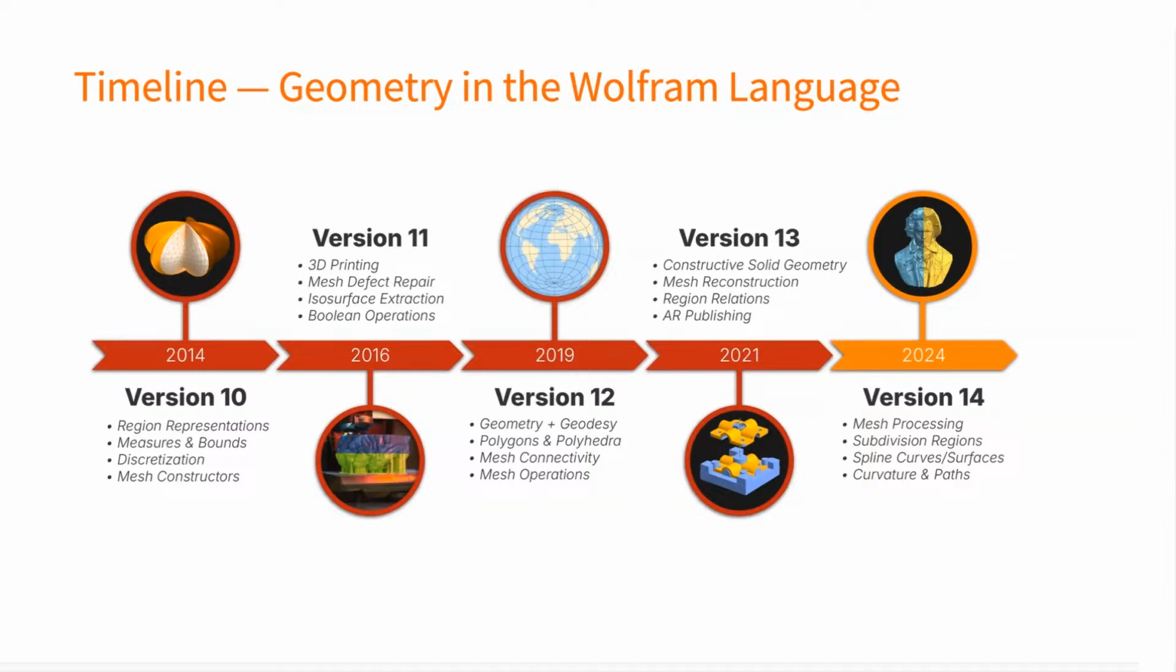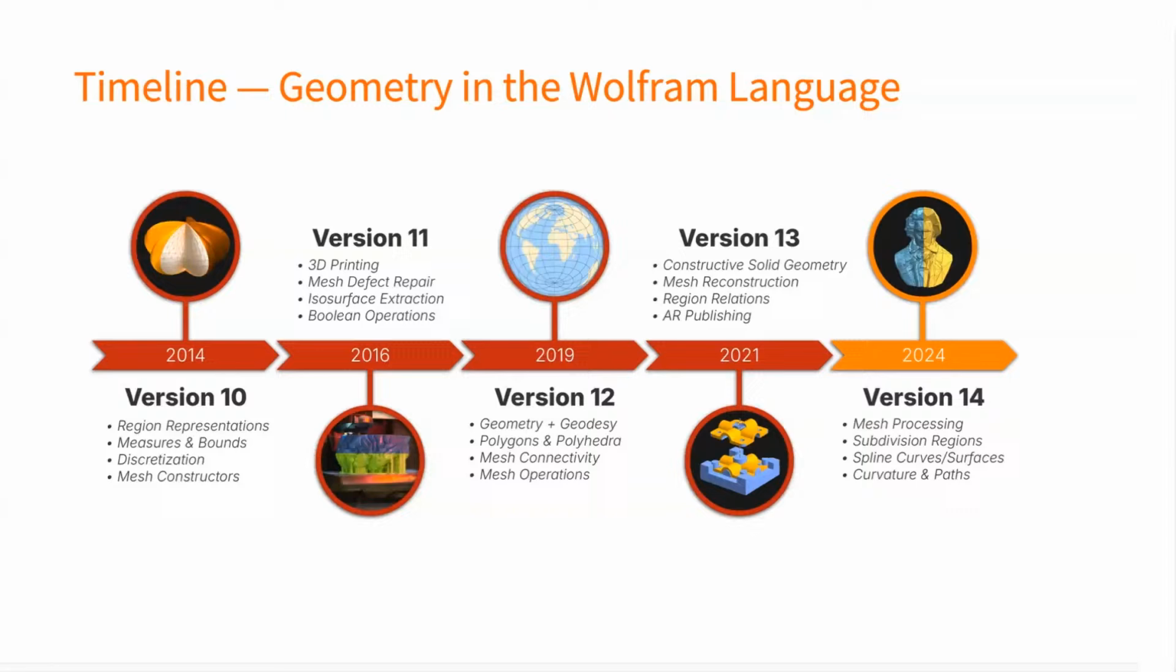This all laid a very solid foundation for geometry in the Wolfram language, one that we have continued to build upon with future versions. Going into version 11, we see the focus on 3D printing and the various operations that required, such as detecting and repairing mesh defects. Going to version 12, we see a deep focus on generalizing our polygons and polyhedra, such that we can extend our region computations to geodesic ones.